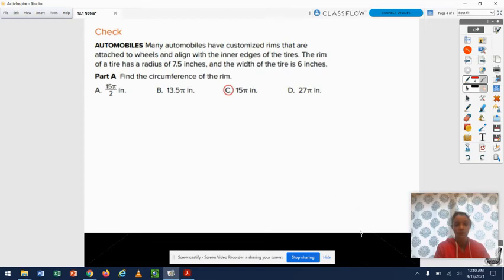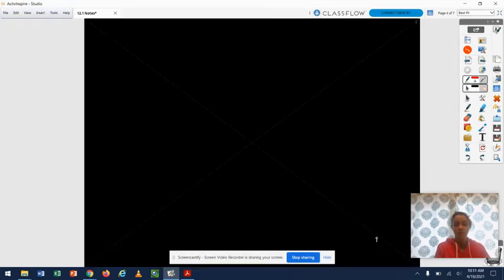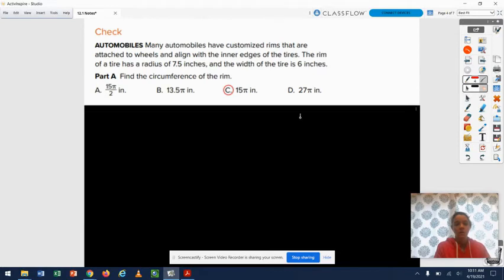Pause the video and try the check question. In the check question, they give you too much information. They just want the circumference of the rim. So all you would do is take 2 times pi times 7.5. If they left it in terms of pi, then you would just put 15 pi.